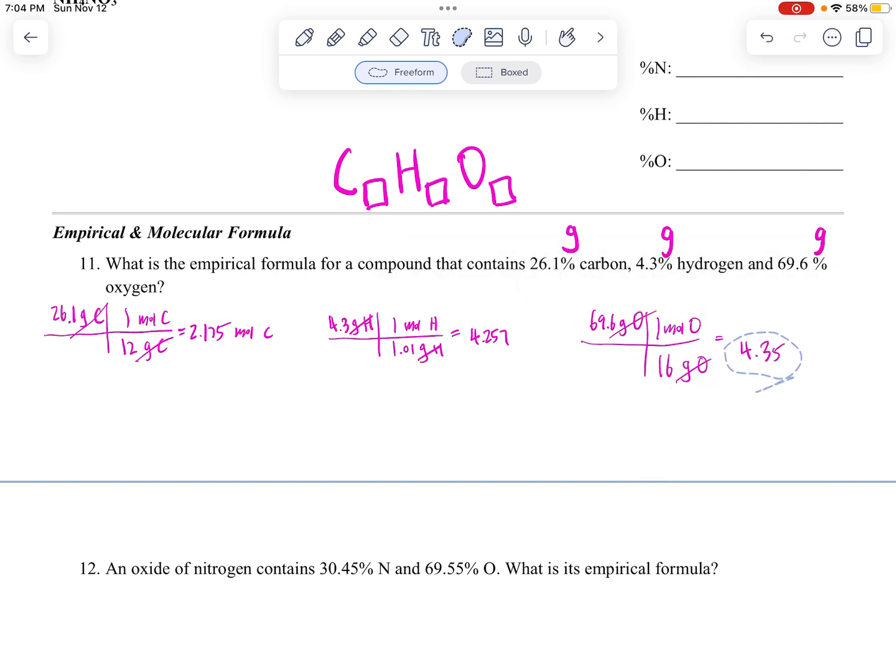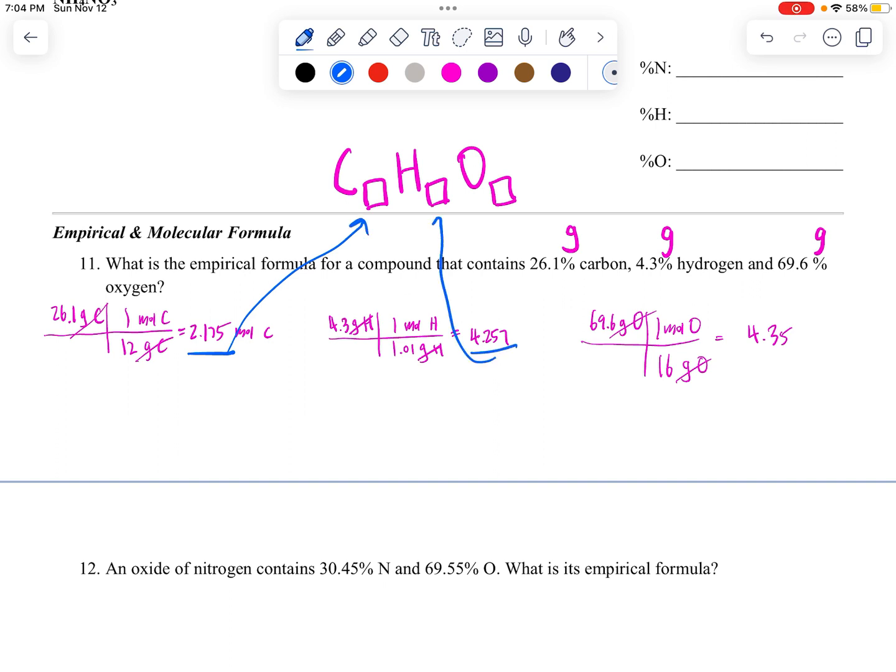Now, what I've just found, guys, is the molar ratios. The numbers that I just found, 2.175, is going to go in here, 4.257 is also going to go in here, and 4.35 is going to go inside here. However, if you look closely, we can't have decimals, and you want to make sure they're in whole number ratios. So what you have to do here is simply divide by the lowest mole count, and this is going to be the lowest mole.